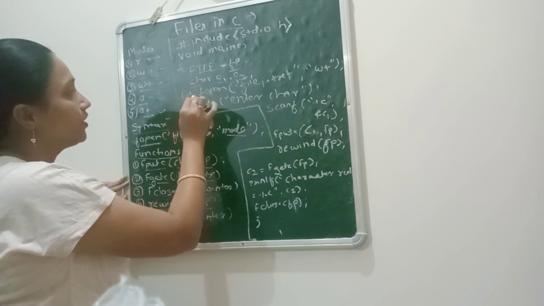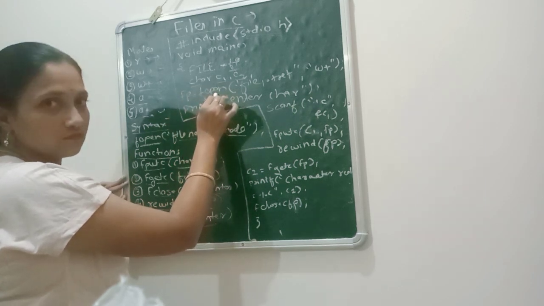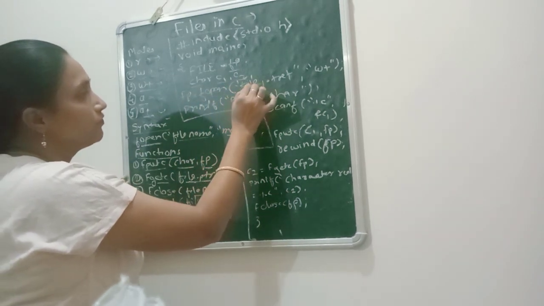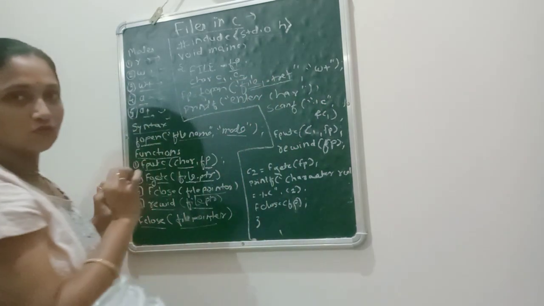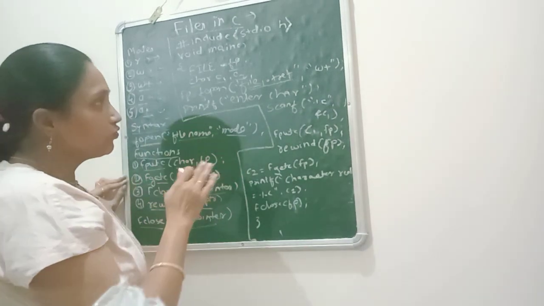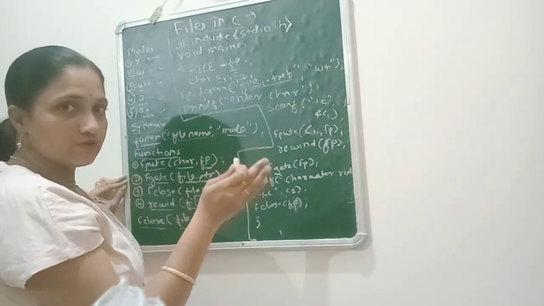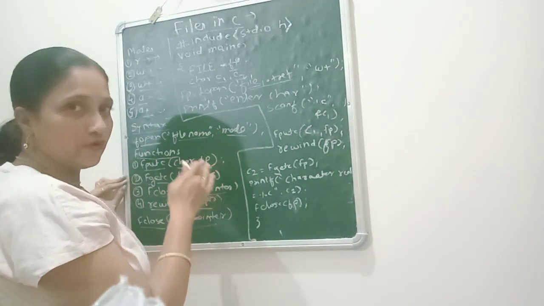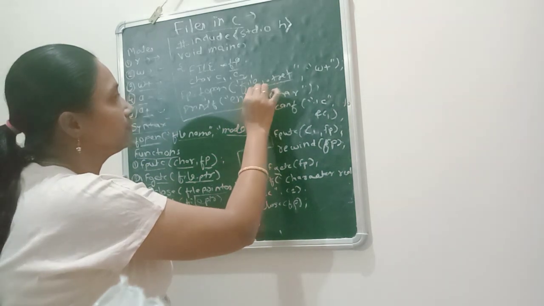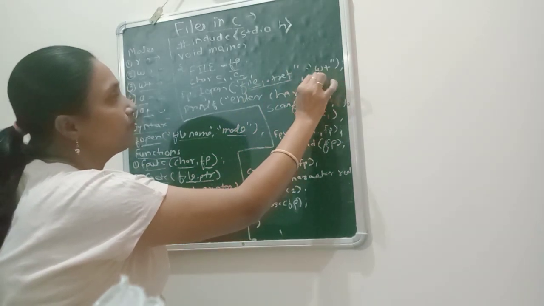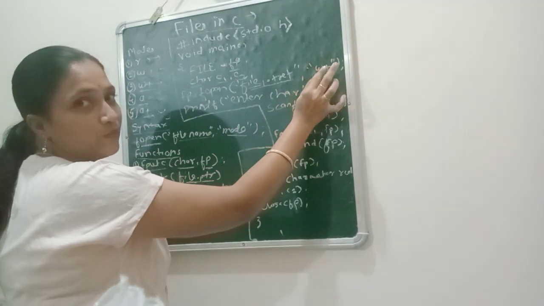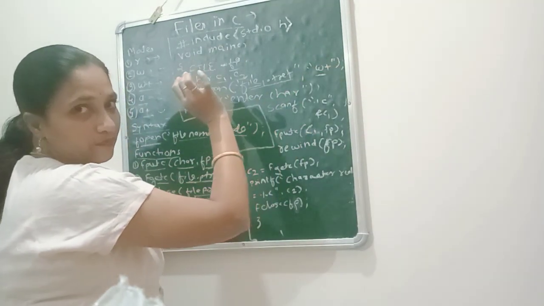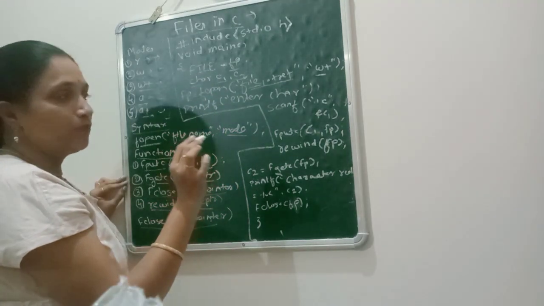Next, fp equals fopen, then file name. Suppose I am taking one file, file1.txt. I recommend you to try this program in your system so that you will come to know how it works. Now file name, comma, for what I am opening this file. I am opening this file for writing purpose as well as reading purpose. That's why it is w+.